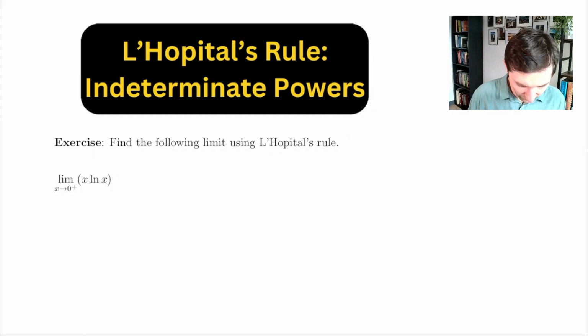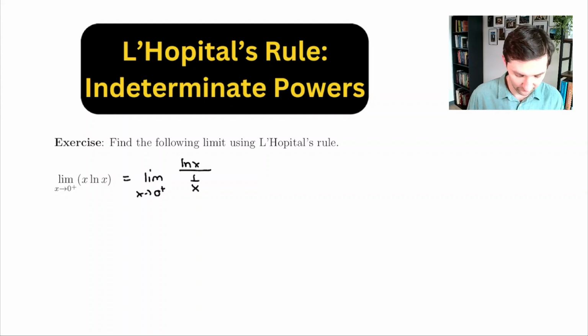First, I rewrite the expression so that it is of the form that allows me to use L'Hopital's rule. I will rewrite this as ln of x divided by 1 over x. Now, the numerator goes to negative infinity. The denominator goes to infinity, which allows me to apply L'Hopital's rule.